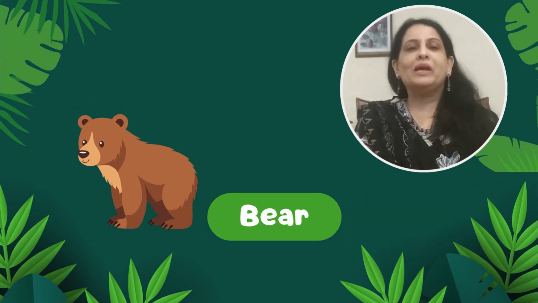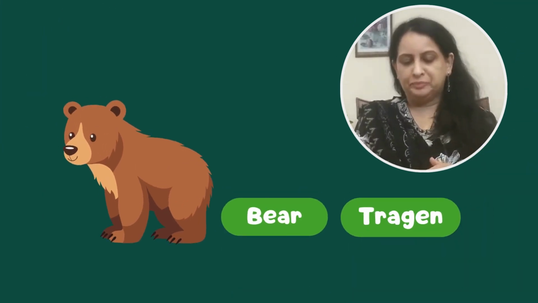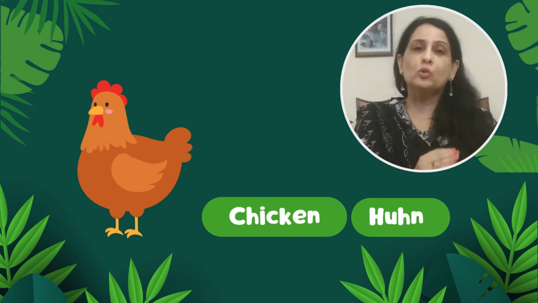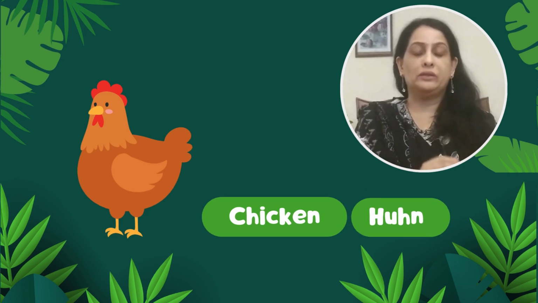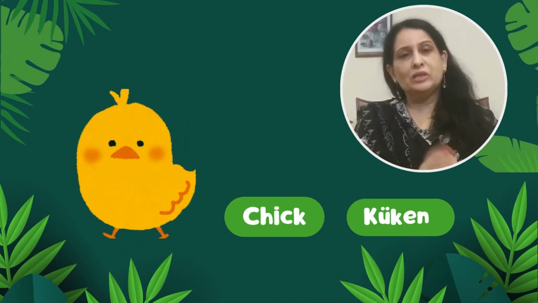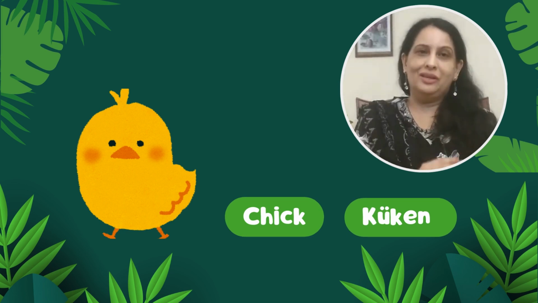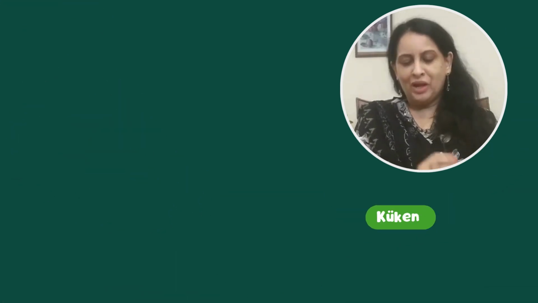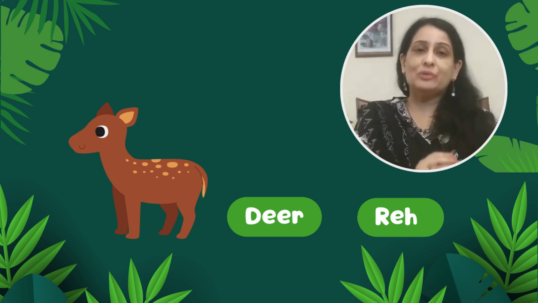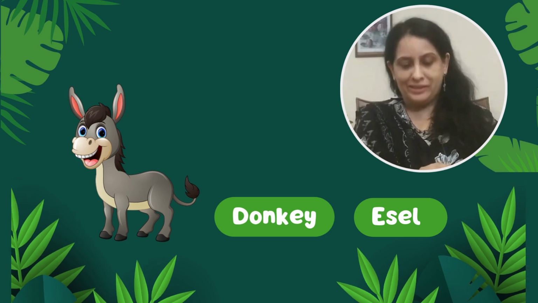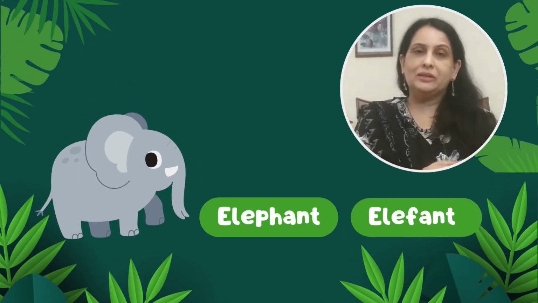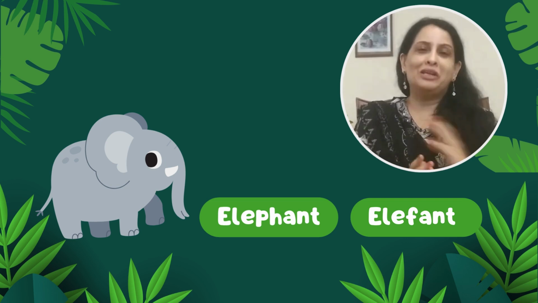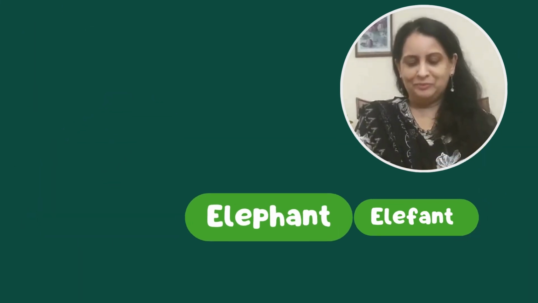Now bear. Bear is called as Bär. Chicken. Chicken is Huhn, H-U-H-N, Huhn. Then comes chick. Chick is Küken, K-Ü-K-E-N, Küken. Then comes deer. Deer is Reh, R-E-H, Reh. Donkey is Esel. Elephant is Elefant, very much similar to English.